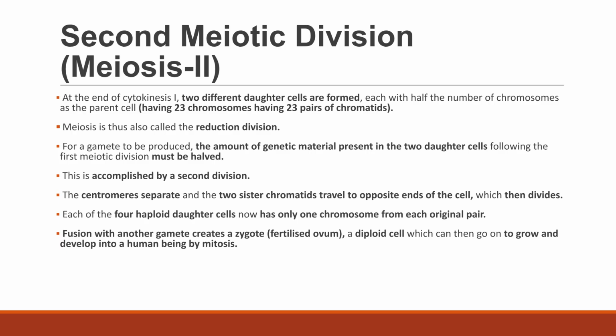The second meiotic division, meiosis II, follows. The two daughter cells are formed with half the number of chromosomes. This division further halves the genetic material to produce gametes. The centromeres separate, and sister chromatids move to opposite ends, resulting in 4 haploid daughter cells.